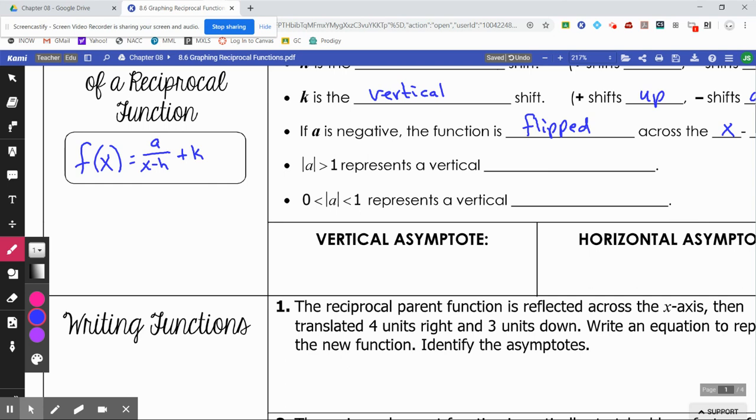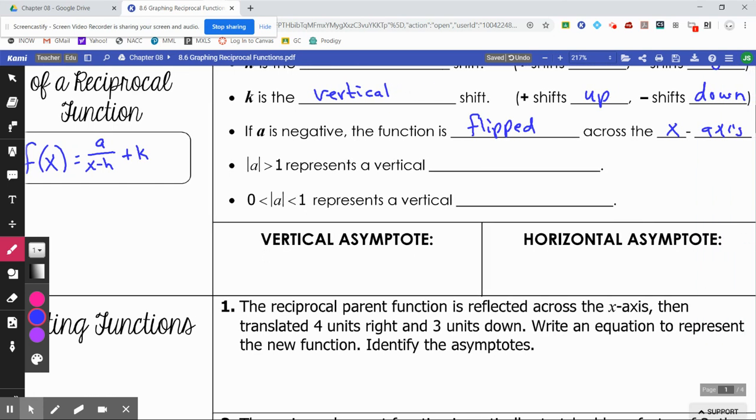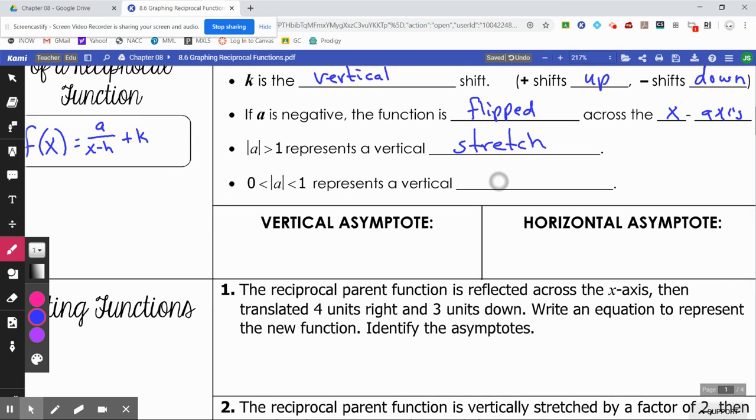So you multiply the whole function. Notice I said the whole function by a value of a. That would be a vertical stretch. If it's greater than 1, then that would represent a vertical stretch by a factor of whatever the a value is. If a is between 0 and 1, however, that would be a vertical compression.